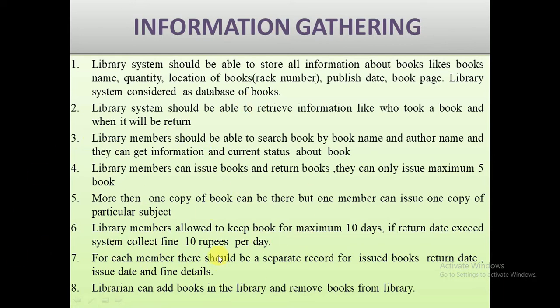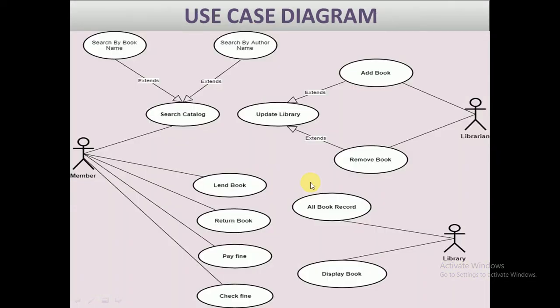Let's understand the use case diagram so we will be able to get a clear picture of the system. These are the three main actors of our system. First one is library, second one is member, and third one is librarian. Each of them has different tasks, we will discuss one by one.